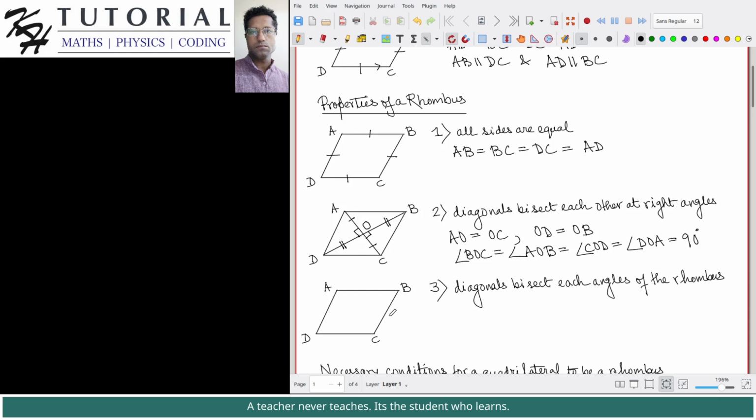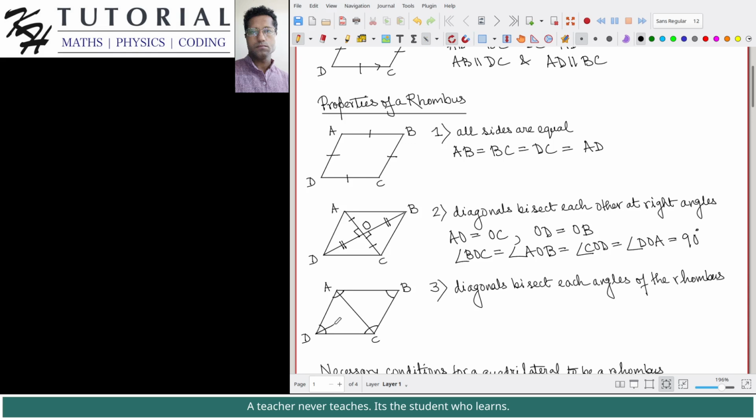So diagonals bisect each angle of the rhombus. A rhombus is a quadrilateral, so basically it has 4 angles. These are the angles of the rhombus: angle A, angle B, angle C, and angle D. So when I am drawing the diagonal AC, the diagonal AC will bisect the angle A, and it will also bisect the angle C.